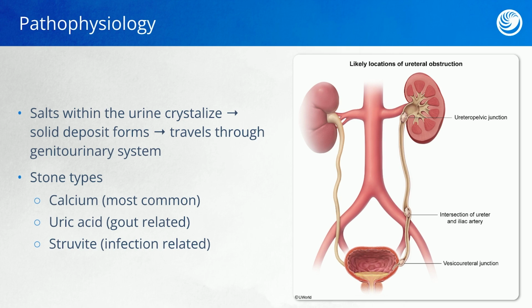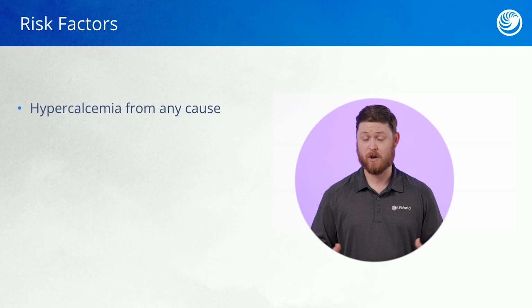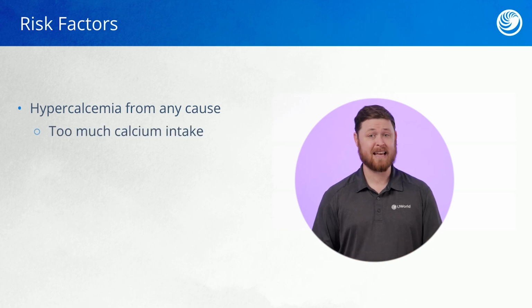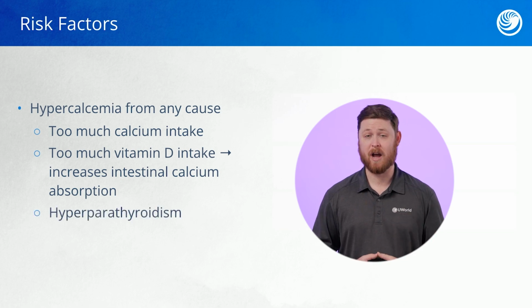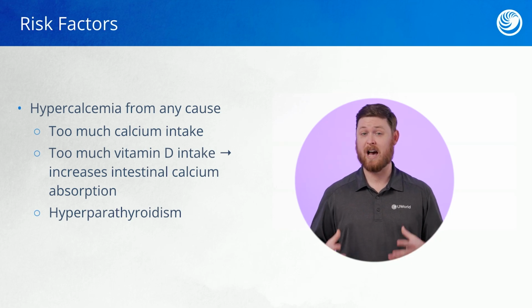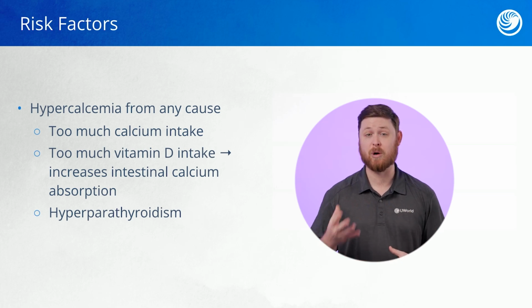Risk factors for nephrolithiasis are going to be associated with an increase in the concentration of solutes within the urine. Remember, the most common type of kidney stone that's formed is a calcium stone. So any condition that leads to the development of hypercalcemia can lead to an increase in the risk of development of those stones. So if the client has had too much calcium intake, if they intake too much vitamin D, which leads to an increase in intestinal absorption of calcium, and in conditions like hyperparathyroidism. Remember, parathyroid hormone is important when it comes to increasing absorption of calcium from the intestine itself, but also contributes to an increase in the release of calcium from the bones themselves.